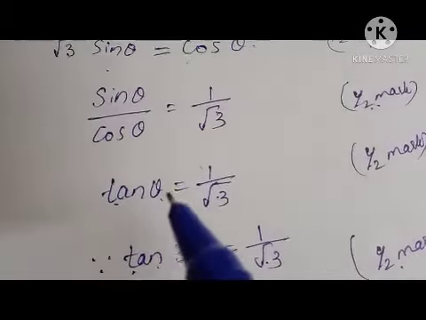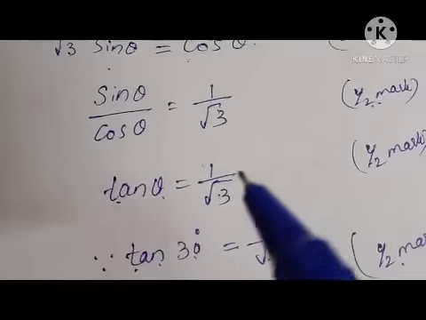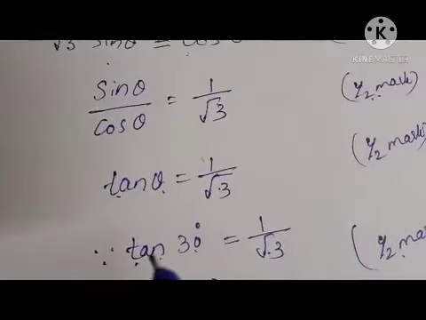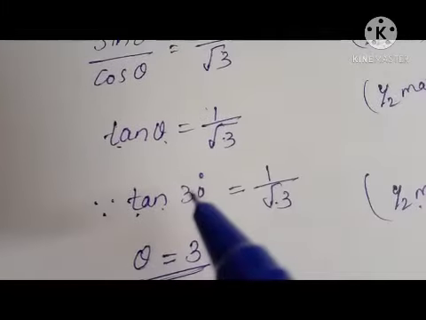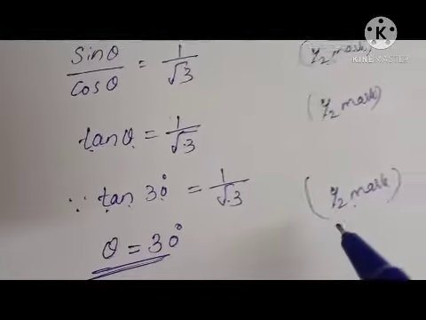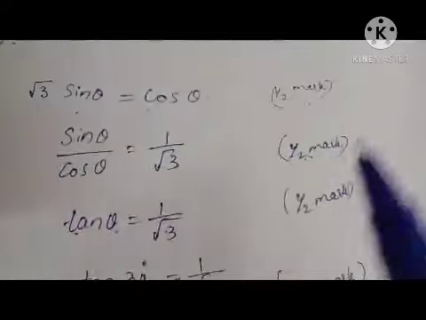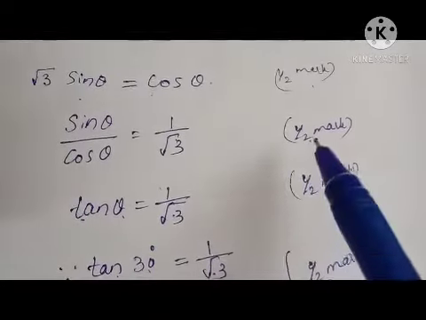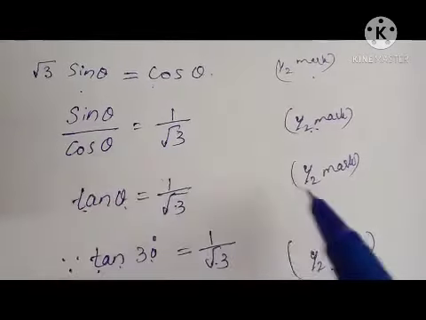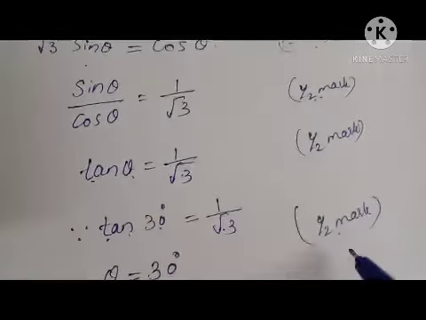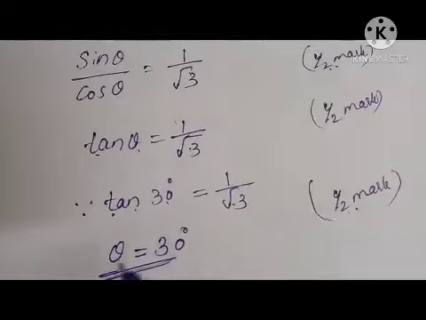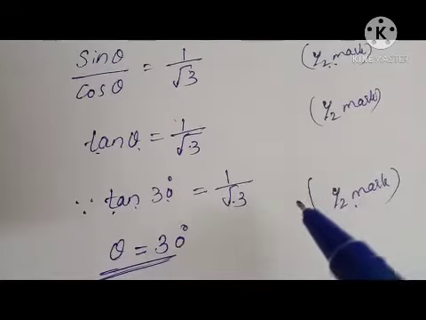Then we have to find which angle's tan value will be 1 by root 3. So we know that tan 30 is 1 by root 3. So what will be theta? Theta is equal 30 degree. So the last answer has half mark. Half mark for this transposing, half mark for next transposing, half mark for identifying this as tan theta. Then the last answer has half mark.